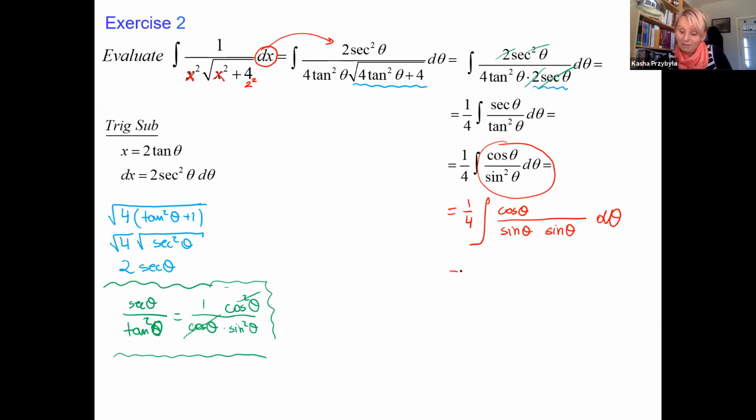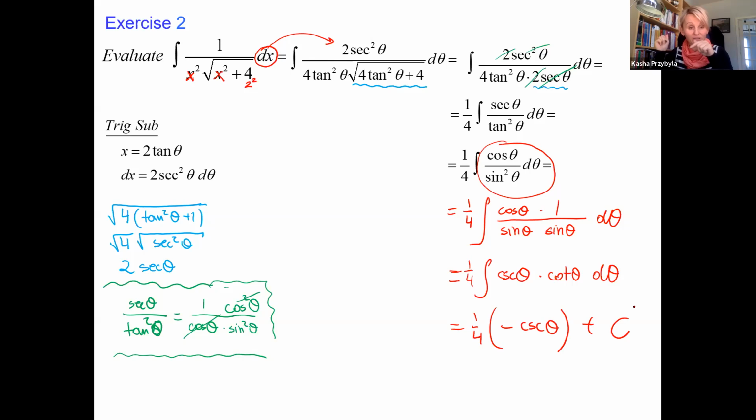Correct? 1 over sine is cosecant, and cosine over sine is cotangent. Do we know the antiderivative for cosecant cotangent? What function has derivative cosecant cotangent? It will be negative cosecant theta, because the derivative of cosecant theta is negative cosecant cotangent, so the negative has to be placed. We can do it this way.